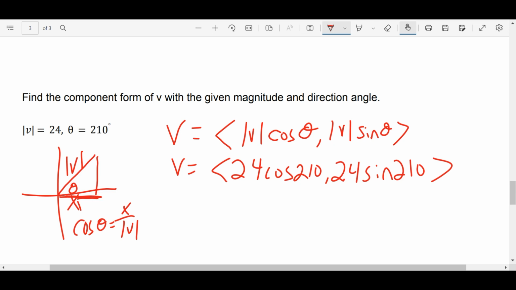You'll get negative 12 root 3 for this one, and negative 12 for the other. That would be your vector in component form. Please read directions as to which form. It says component form. Linear combination will be i and j.